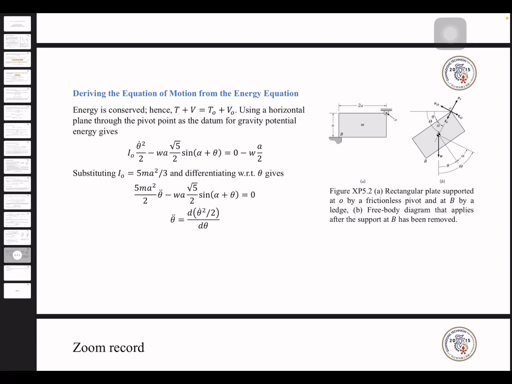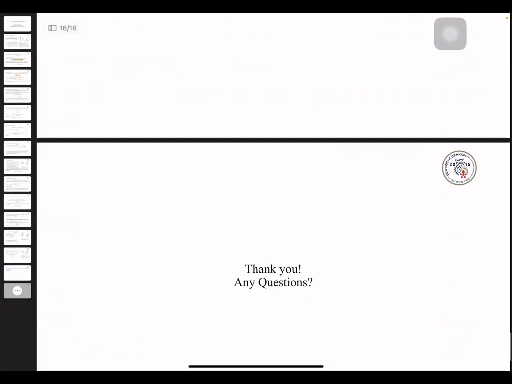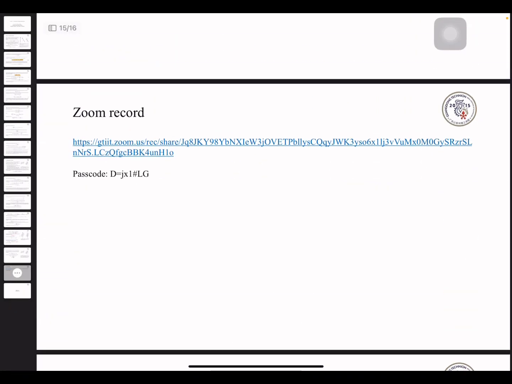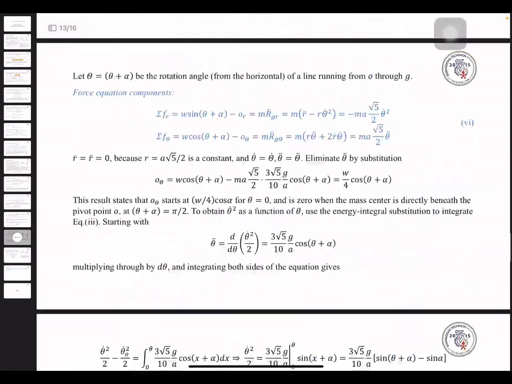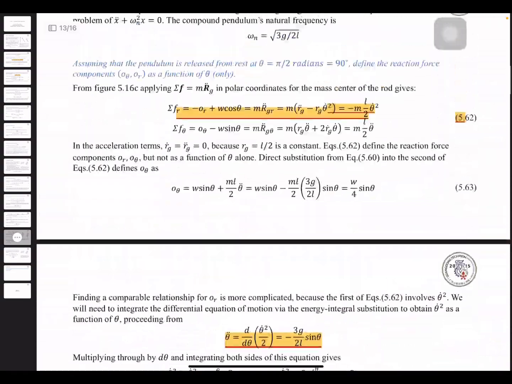Rectangular plate supported at O by a frictionless pivot and at B by a ledge. Free body diagram that applies after the support at B has been removed. Okay, has been removed. We can see the Oz record to see how it's introduced. Okay, it's very interesting.